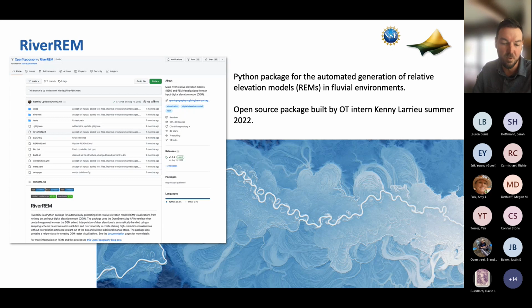People that make them do them in a manual sense inside of a GIS package. But Kenny was super smart, sat down and figured out how to do this in an automated sense. You just feed this piece of Python code a DEM and it produces a REM with pretty visualization outputs. So this is for people like you who work in fluvial environments. I encourage you to play with RiverREM. It's really, really cool.